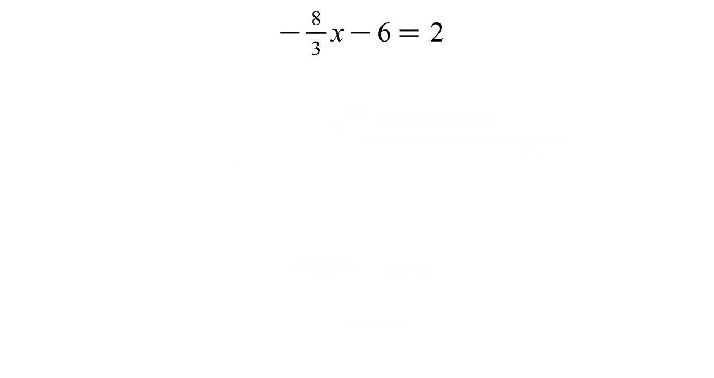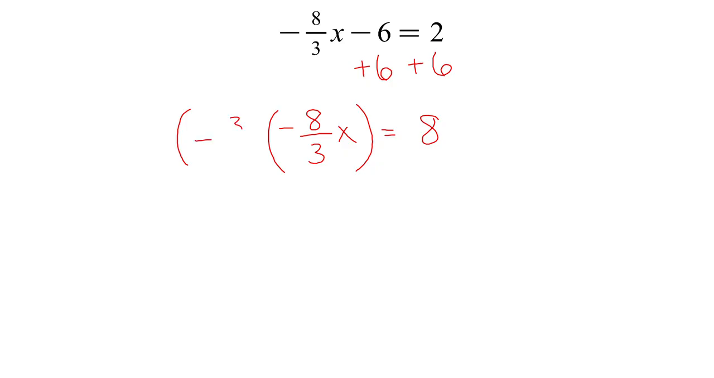And we'll just do one more. For this last one, again, we've got something not attached to the x. So we'll eliminate that minus 6 first with a plus 6 to both sides, giving us negative 8/3 x equals 8. And now we will multiply by our reciprocal again. So we'll multiply by negative 3 over 8 on both sides.